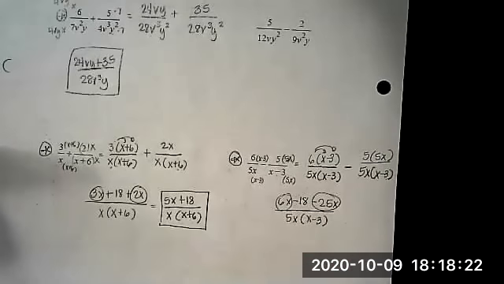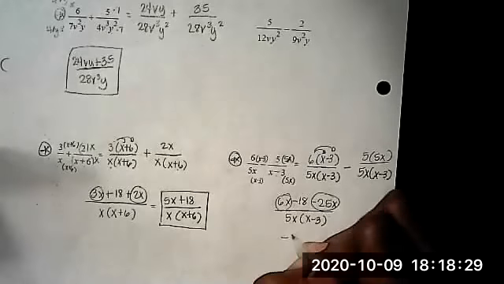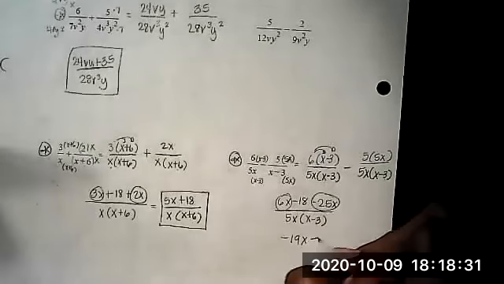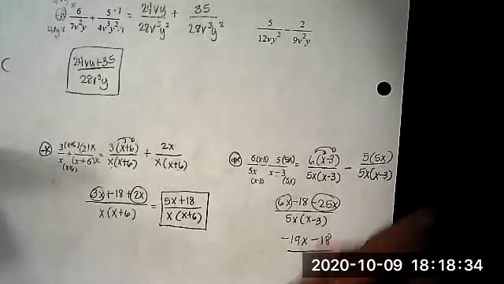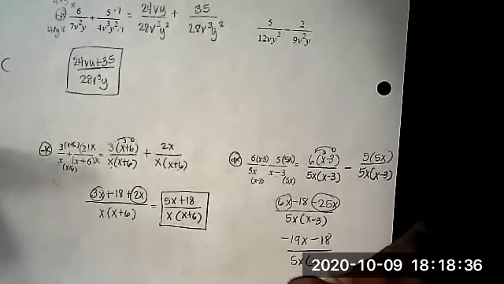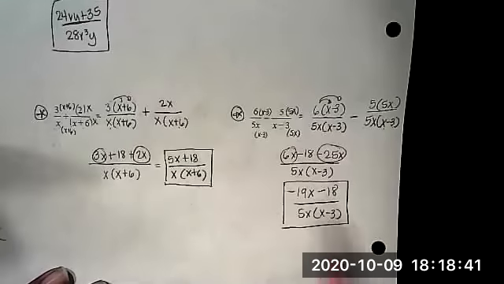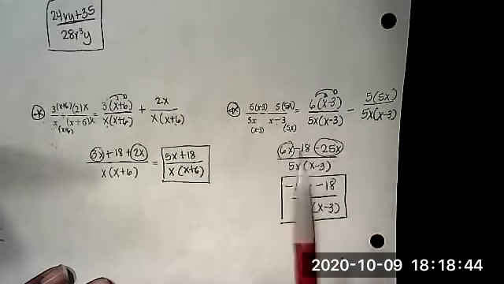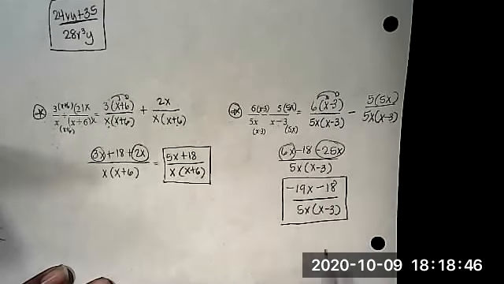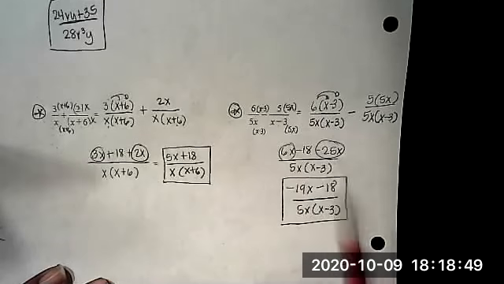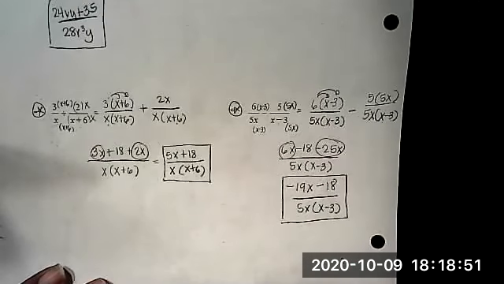Combine like terms. We have 6 minus 25 there, and it becomes negative 19x minus 18 all over 5x times x minus 3. That looks like it's your answer. They just want you to simplify as much as you can and put them together, combine like terms, subtract them, and once you do that, you're done. Unless you can simplify, which we don't look like we can here. Doesn't look like we can. All right, let's see.